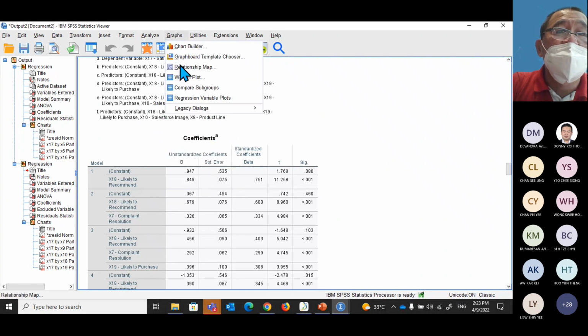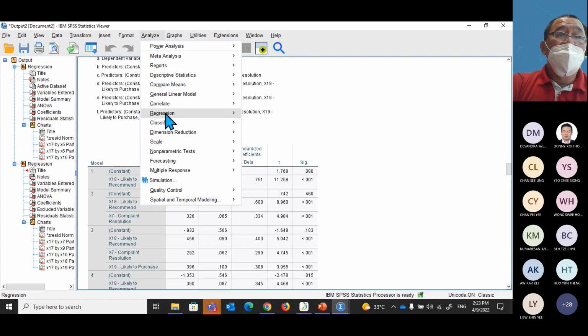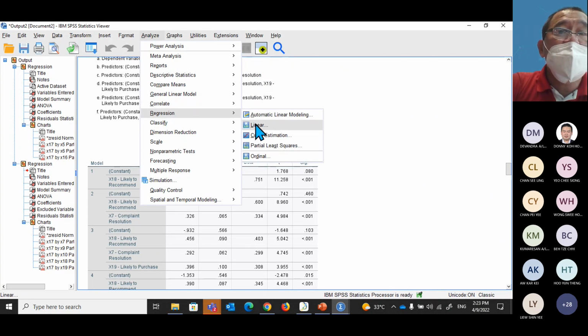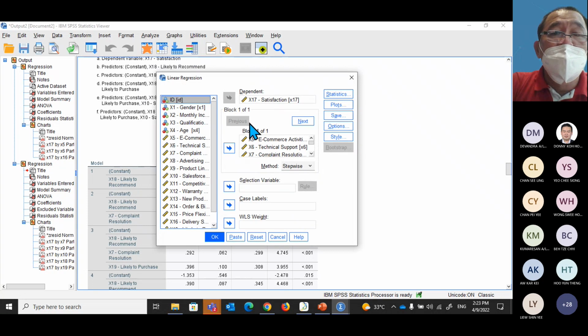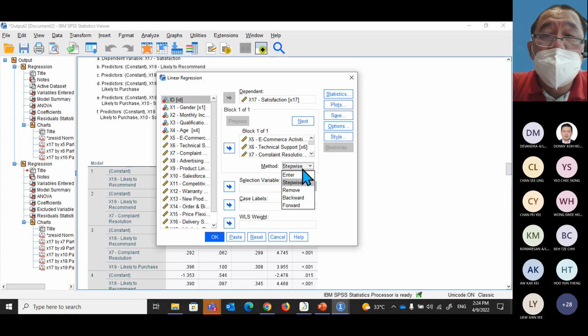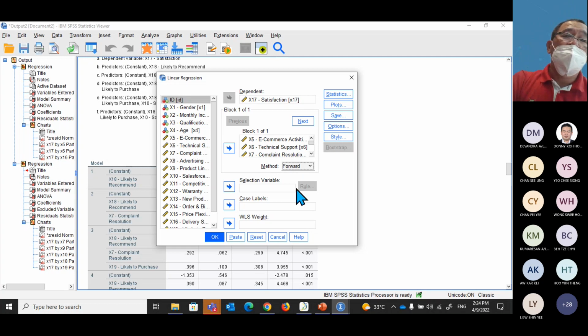So we see this now. Analyze, Regression, Linear. You still use the same model, which means you include all the independent variables from the data set, but we change the method to forward.